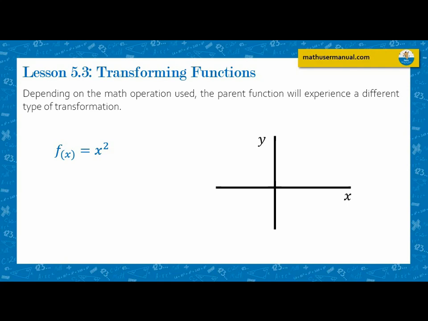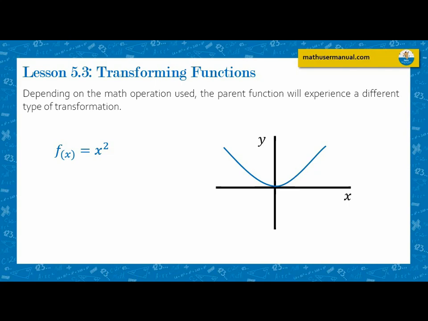As we learned in the last lesson, the graphs of functions have parent functions, which are like the original graph. But these parent functions can undergo some transformations, depending on the math operation that we apply to the parent function. For example, on the screen, we can see f of x equals x squared. The parent function of x squared is a parabola, or this U shape looking upwards.